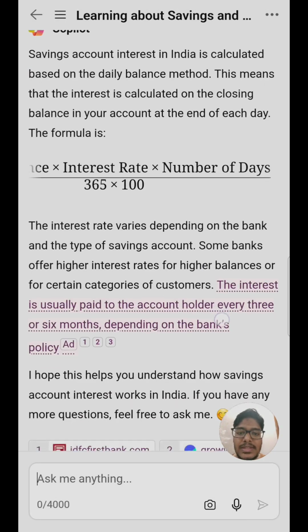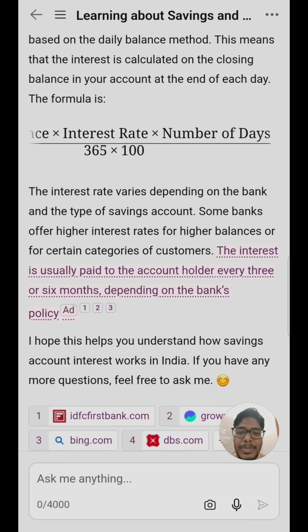Now, the interest rate varies according to the bank and type of savings account. Some banks offer a higher interest rate for higher balances or for certain categories of customers. The interest is usually paid to the account holder every 3 to 6 months and depends on the bank's policy.